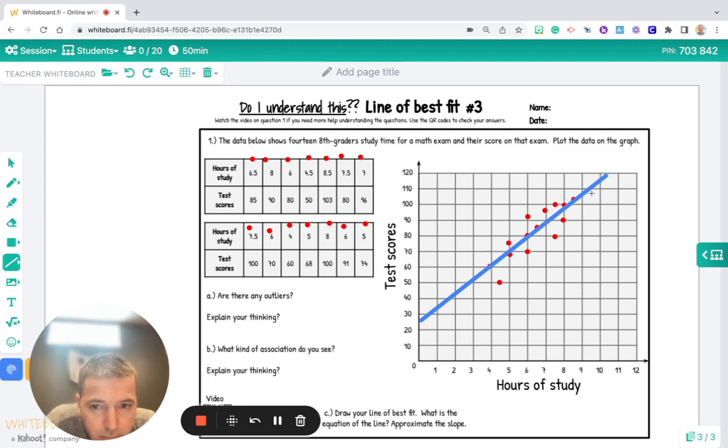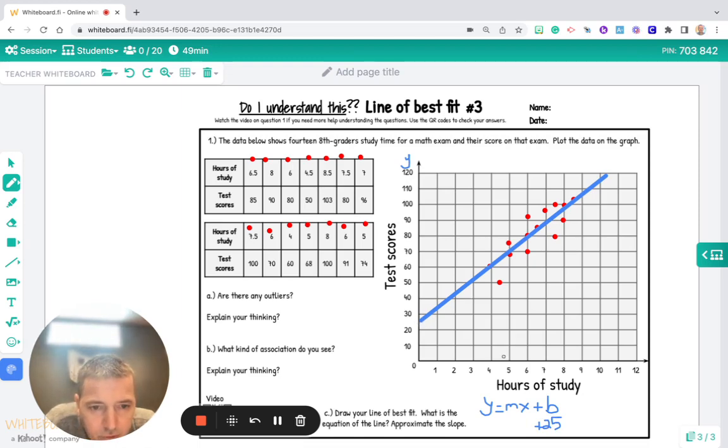So this line is definitely going up. It's definitely positive. And it says I need the equation, so I need it in y equals mx plus b. Remember, m is the slope and b is the y-intercept. So let's see if we can figure out these things. This line touches the y-axis at about halfway between 20 and 30. If this line kept going, the y-intercept is about 25. Again, it touches the y-axis right around 25.